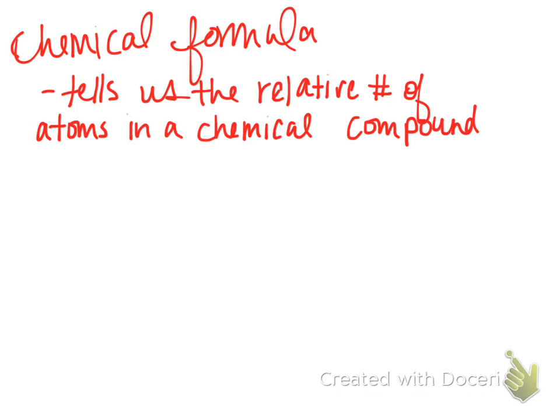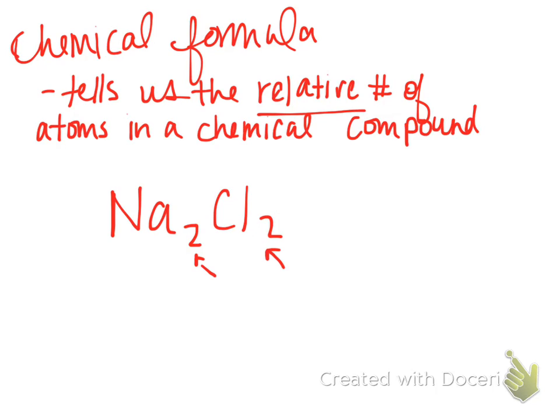And so what I mean when I say relative is that we're looking at the ratio of these. So in an ionic compound, we always are dealing with the most reduced version of a compound. Okay? So if I had a compound Na2Cl2, is that the most reduced version of that compound? No, right? Because how many sodium atoms are there in proportion to how many chlorine atoms? What's the ratio here? 1 to 1. So my real chemical formula should be NaCl.